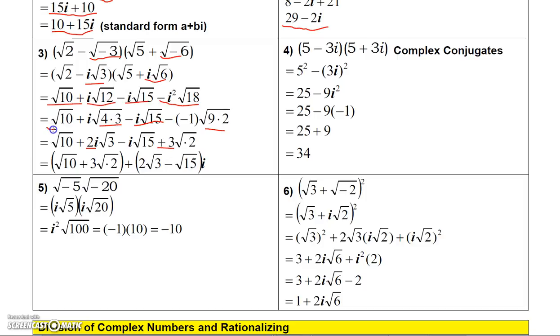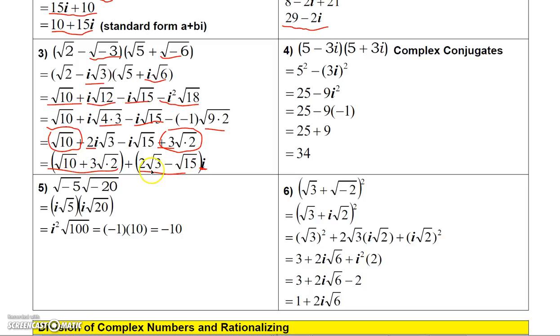And now let's put the real parts together. We have square root of 10 here. We have 3 square root of 2 here. So if you add those together, you get the real portion. And then the imaginary portion would be the 2 square root of 3 minus square root of 15 times i. Okay, so that's the a plus bi form.